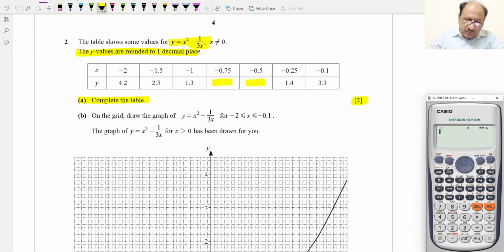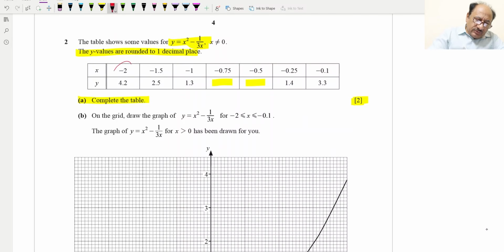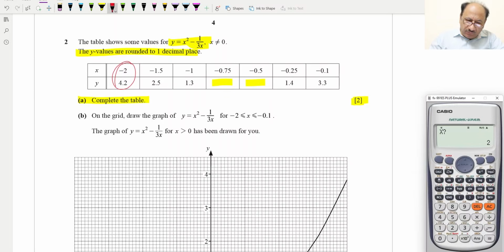The easiest way is to type your equation in the calculator. So this will be x squared minus 1 over 3x. This is the given equation. Now we will calculate for x equal to minus 2, and we should get 4.2. So minus 2, and we are getting 4.16, which is rounded to 4.2. So it means whatever we are doing is correct.